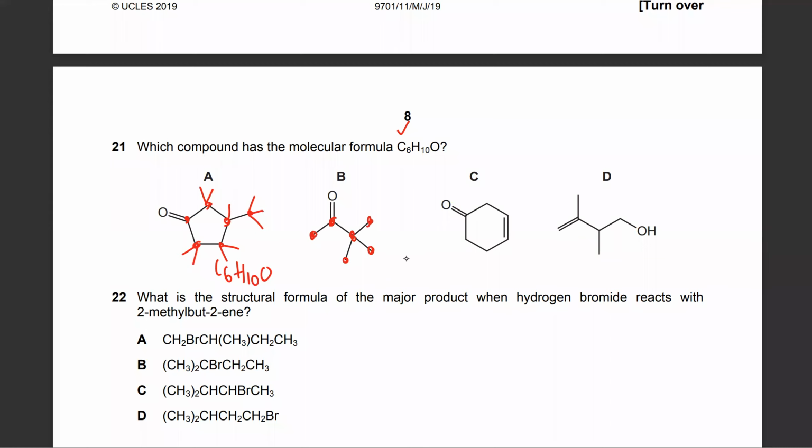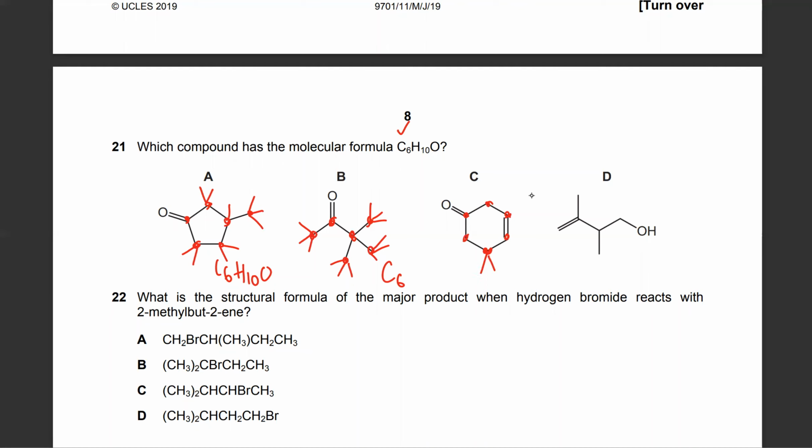So how many carbons? That's 6. Count the H's. This one will have 3. This one will have 3 H's. 3 H's. This one will also have 3 H's. So that's 12 H's. So that's obviously wrong. The same goes for this one. It's 6 carbon atoms.